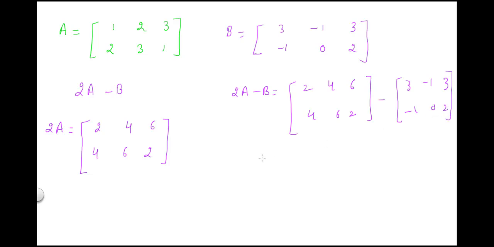So to subtract it, we are going to subtract the corresponding elements. So from 2 we will subtract 3. Okay, 2 minus 3 will give us minus 1. Then 4 minus of minus 1 will give us 5. 6 minus 3 will give us 3. 4 minus of minus 1 will give us 5. 6 minus 0 is 6. 2 minus 2 is 0. So this is the answer of 2A minus B. This is how you are going to solve the questions for subtraction.